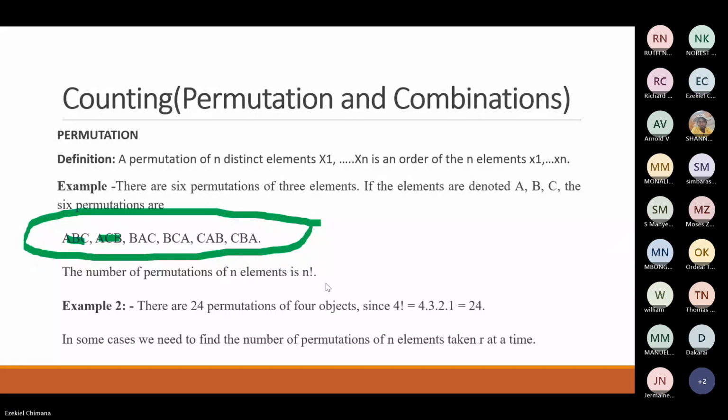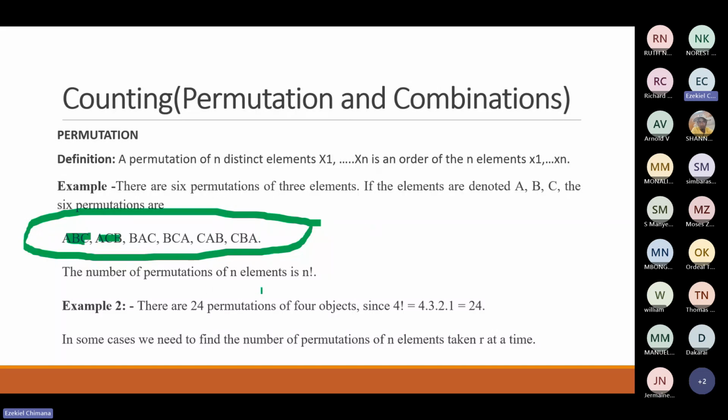Okay, thank you. So we're saying ABC and ACB, these are two different things. BAC and BCA, these are two different things. If it were a combination, this one would be counted as just one thing because the order doesn't matter. But here we are saying the order does matter.